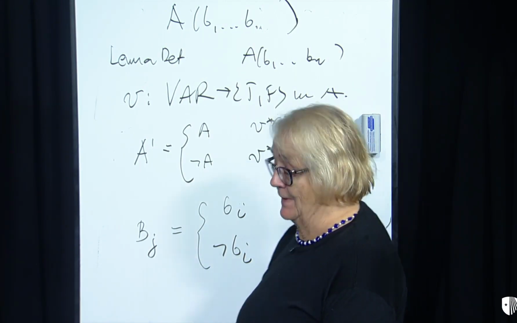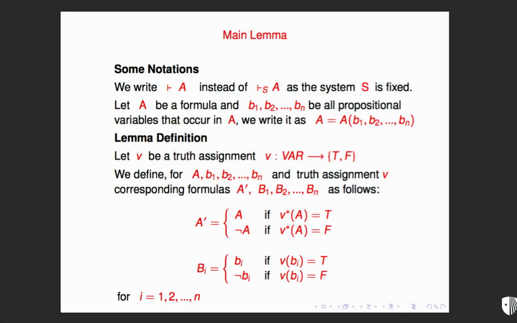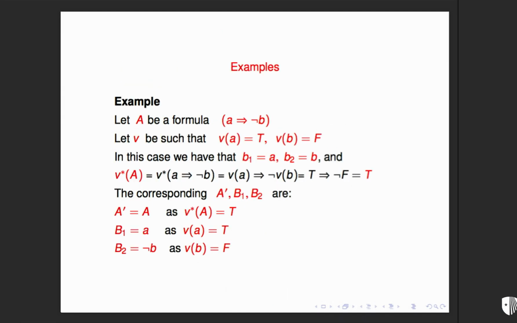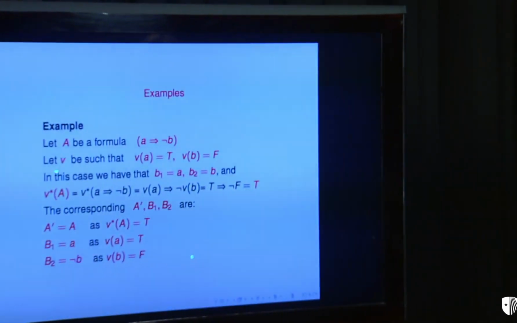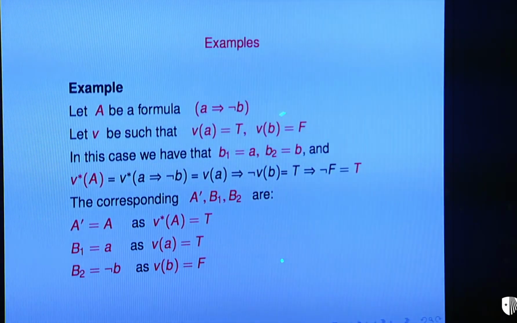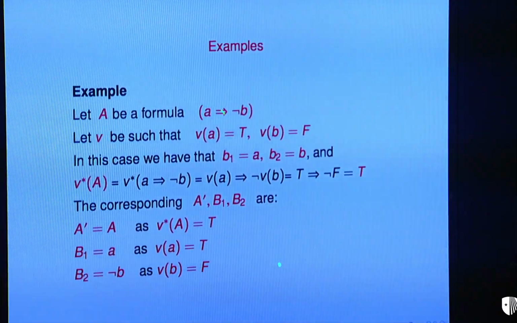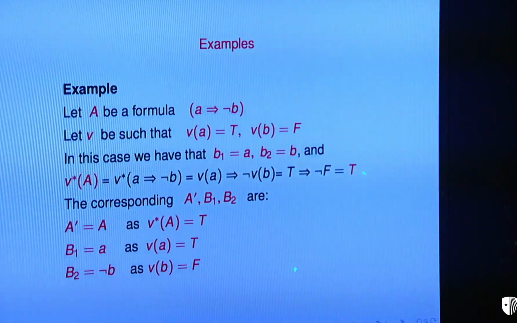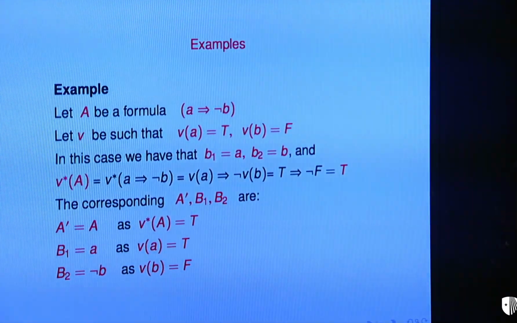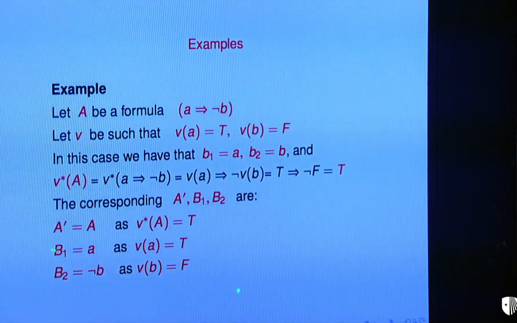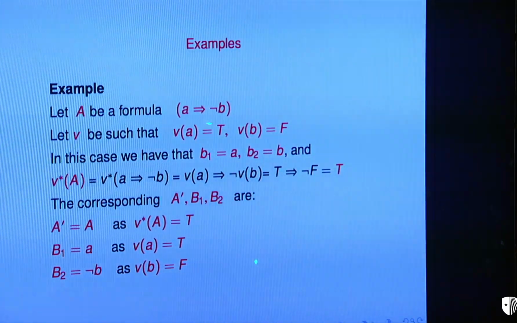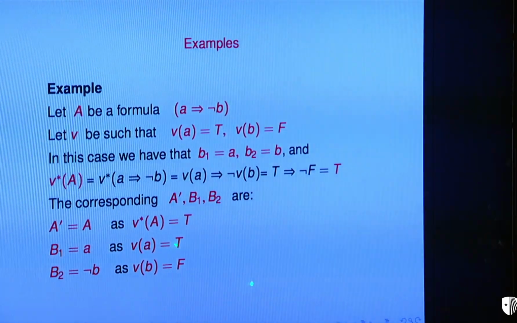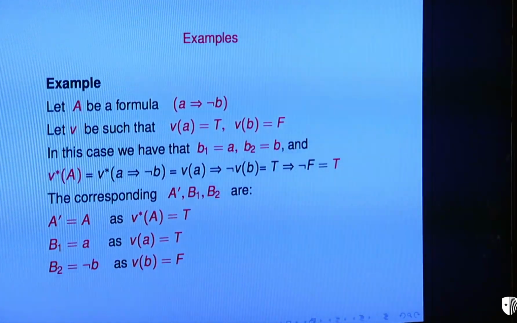So these are our special cases. For example, when you have a formula A implies B, it has A and B, and you evaluate at a variable assignment: you put A into T, B into F. So B1 is A, B2 is B, and the logical value of the formula would be T. So A prime equals A, and B1 is A, you see, VA is T. So B1 is A, since VA is T, and B2 is not B because B was evaluated to F.